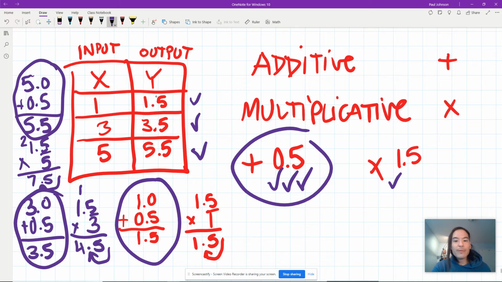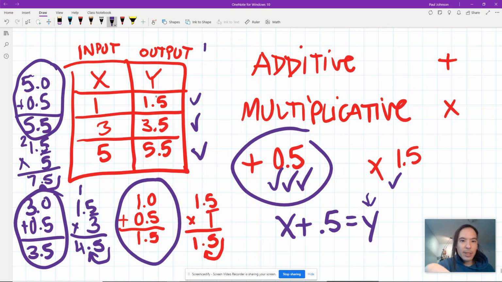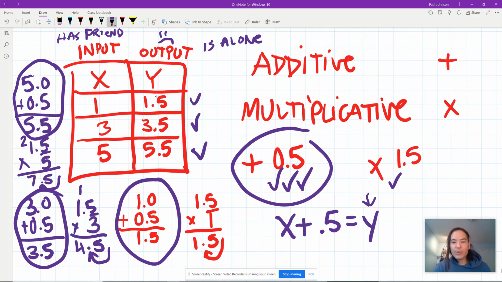So our rule for fifth grade is x plus 5/10, or you could have said 0 and 5/10 equals y. Okay, so this is your fifth grade rule. Y is by itself. Your output is alone. So y is kind of like the introvert number. It hangs out by itself. X always has a friend. What I mean by that is it's always going to be times x or x plus something. So x will be given something on this side, and y is going to be by itself.